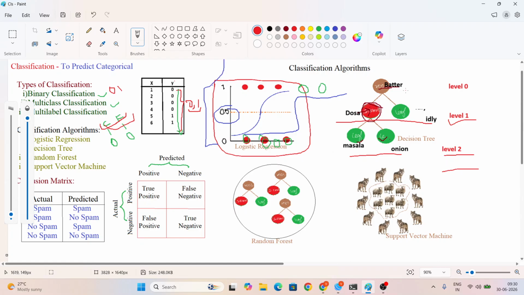In this decision tree, it is used for regression and classification also, based on majority. Okay, have you got my point in decision tree? It has a root node, leaf node, parent node, and it has the 0th level, first level, second level, and more levels, depending on the choices. And the next one is random forest.